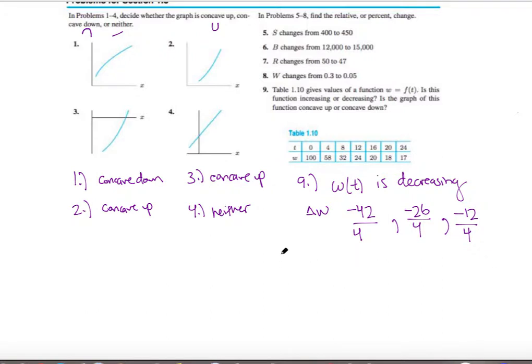So what would this look like if we sketch this plot really quickly? Well, it would look something like this. So that means that our graph is concave up, right? Because our slope is actually becoming closer to 0 over time. So that's what this looks like in a graph.